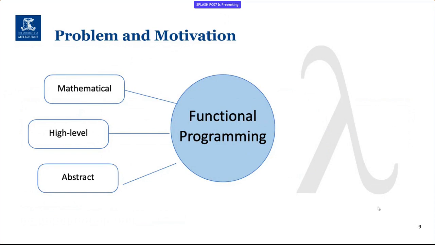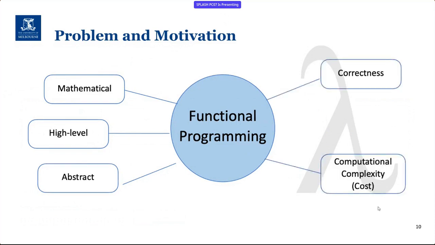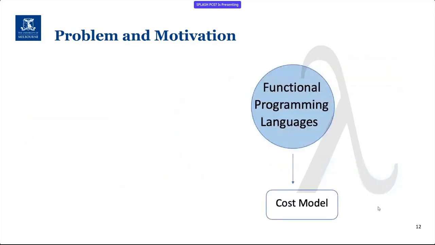Given all these advantages of functional programming, there are two important things to notice. One is that programs must be correct, so it should give us the right output. And then we also want to know how long and how much space it will take to give us the correct output, which is the computational complexity in this case. I will refer to them as cost. So, in order to get the cost of functional programs, we need to have some sort of algorithm, and such an algorithm will be called a cost model.